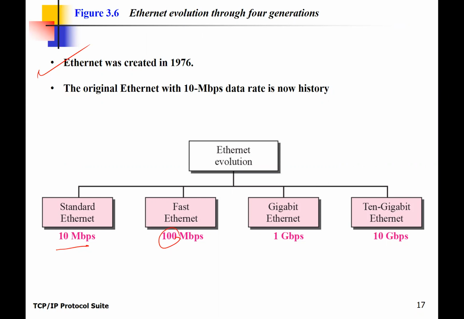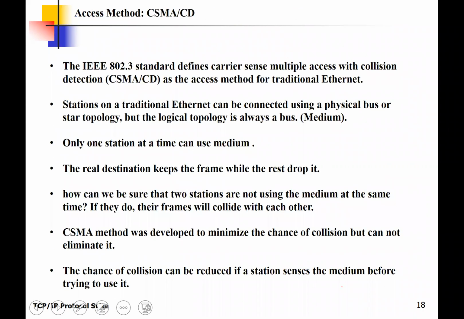Then after that, we improved it more to Gigabit Ethernet. So it's 10 times faster, correct? Then after that, we went from 1 gig to 10 gig. We call it 10 Gig Ethernet. So we start with the standard, then Fast, then Gigabit Ethernet, then finally 10 Gigabit Ethernet. Now let's talk more about them.